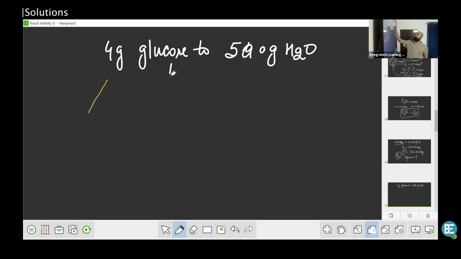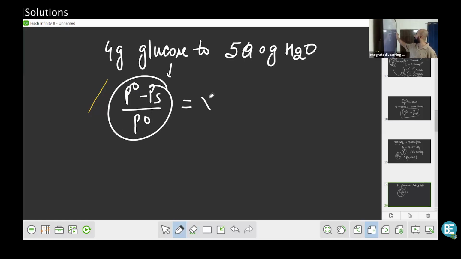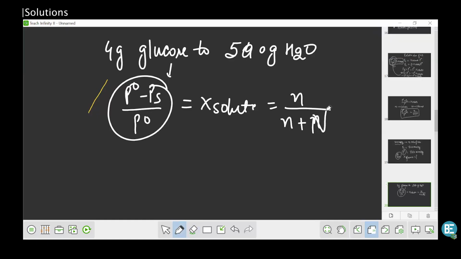For those who don't know, glucose is C6H12O6, carbon is 12, oxygen is 16. So this turns out to be I think 180 or something. You have to calculate the relative lowering, which is equal to X of solute. X of solute is number of moles of solute upon number of moles of solute plus number of moles of solvent. Can it come in decimal? Yeah, I have to calculate it.